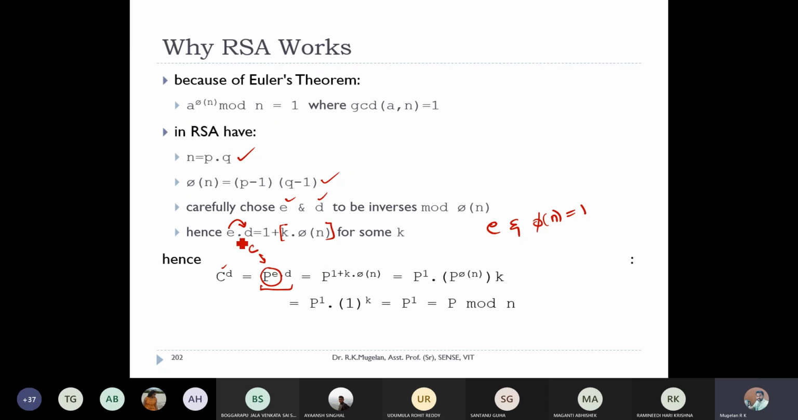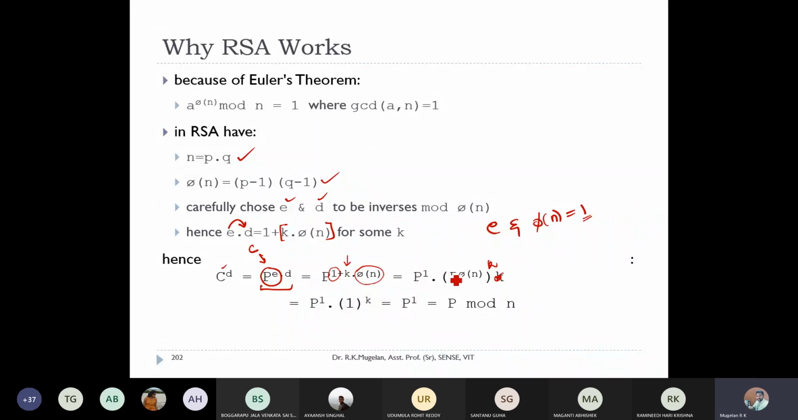And I can write E dot D as 1 plus k times phi of n, because phi of n is nothing but the modulo operator. You can multiply it k times plus 1, because if you divide, this plus 1 will stand out as a remainder. That's why you got this here, right? So P power 1 dot P of phi of n, actually speaking, this k should come here, right?